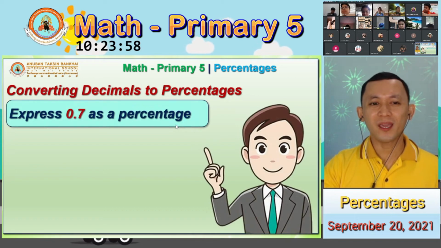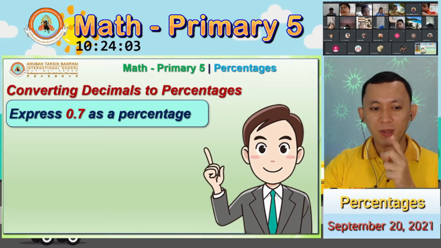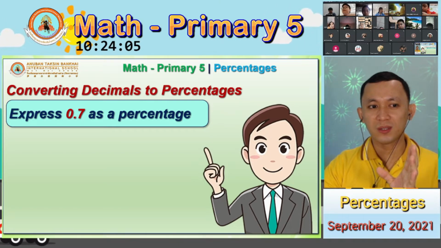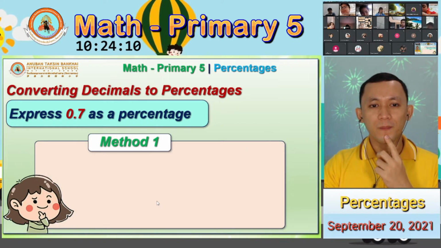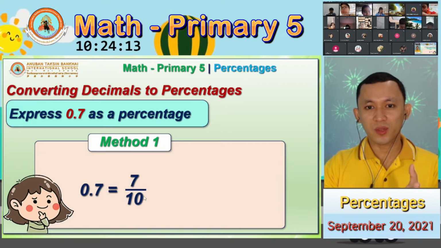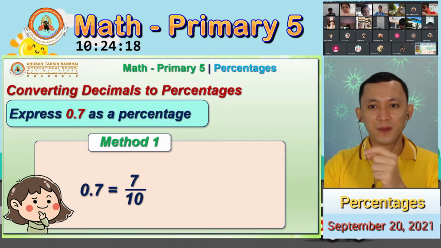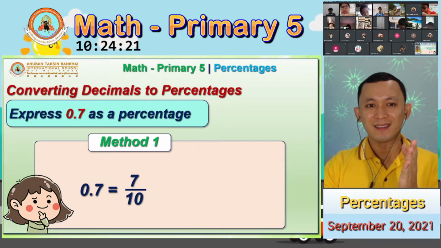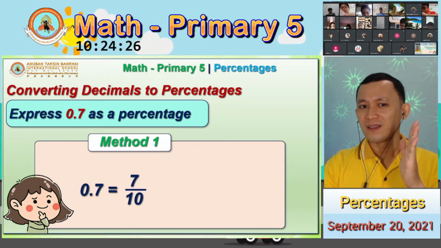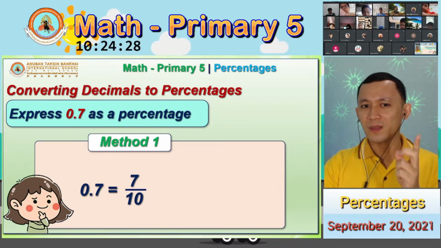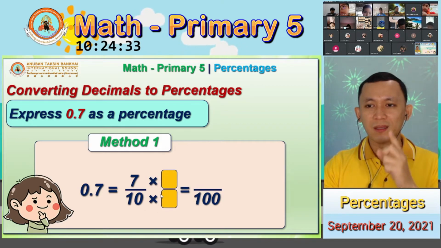Okay, so here, let's have 0.7. How are we going to change this to a percentage? We have here method 1. We're going to change the decimal number to a fraction. So that is 7 over 10. Take note that our denominator is 10. What are we going to do? Multiplication. We are going to use multiplication by what number?